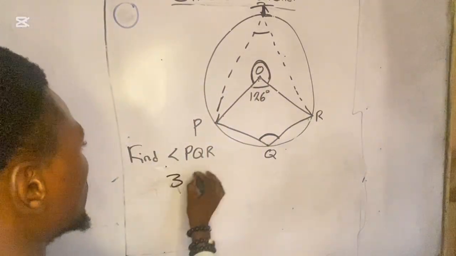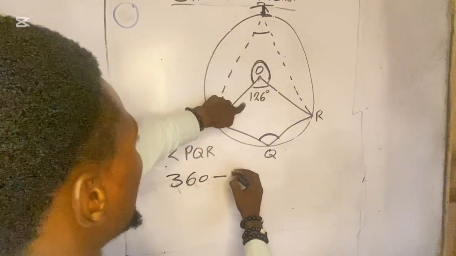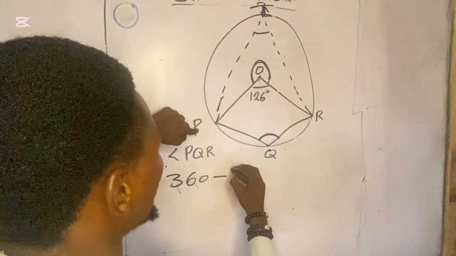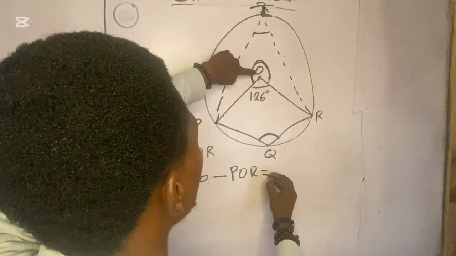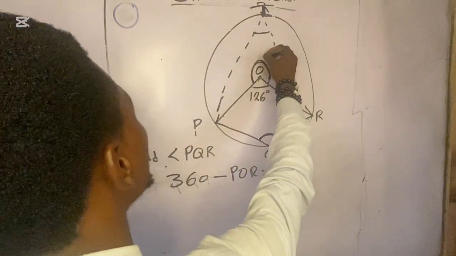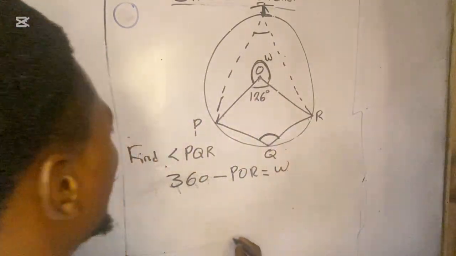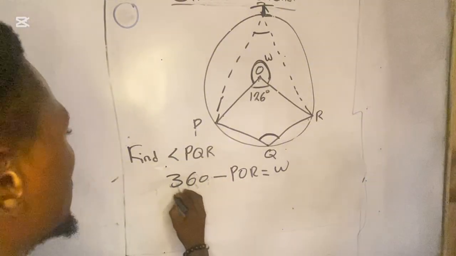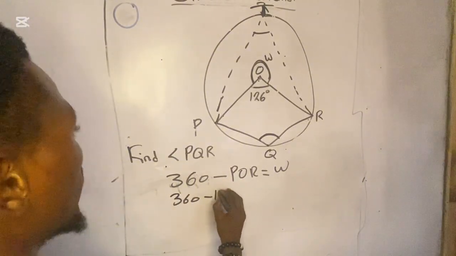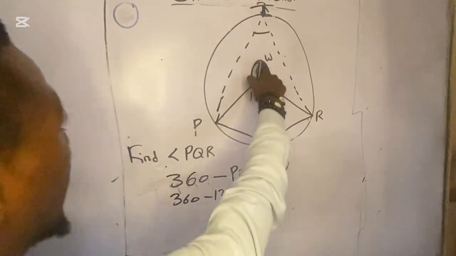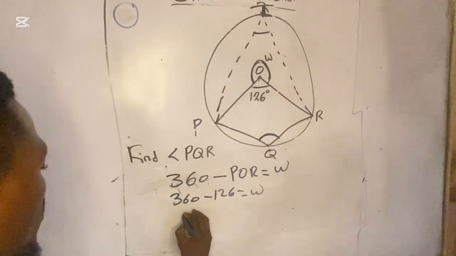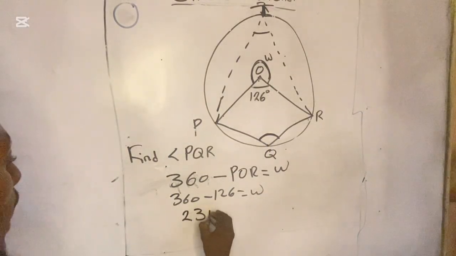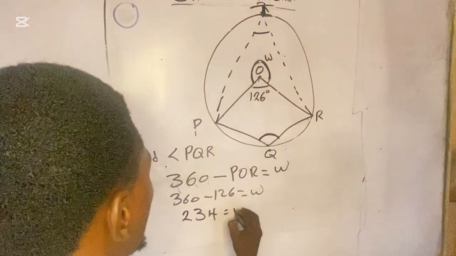So we say 360 minus POR equals this reflex angle here. Let's name it W. That's why I can say POR here is 126. That's 360 minus 126 equals W. This angle here. So from here, 360 minus 126, we have 234. So 234 equals W.